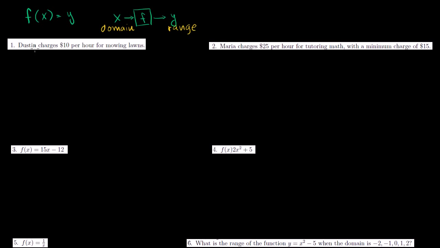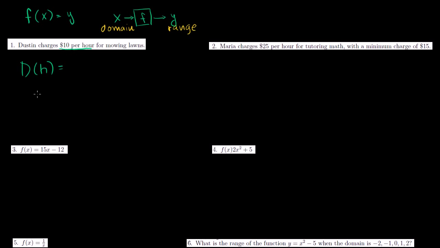So here we have Dustin charges $10 per hour. Let me write that down. $10 per hour for mowing lawns. How much does he charge as a function of hours? So the function, I'll call it D for Dustin. Dustin charges as a function of hours. It depends on hours. The input into our box is going to be hours that he works.